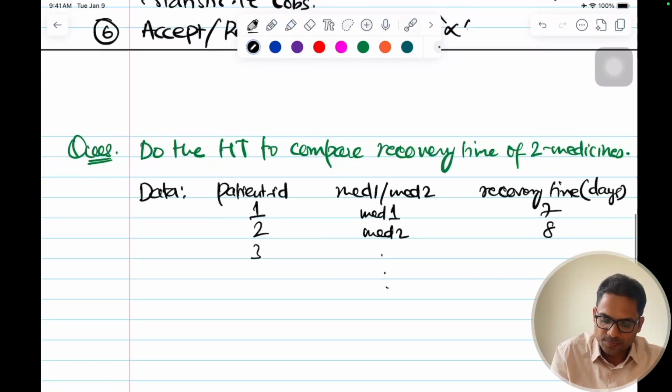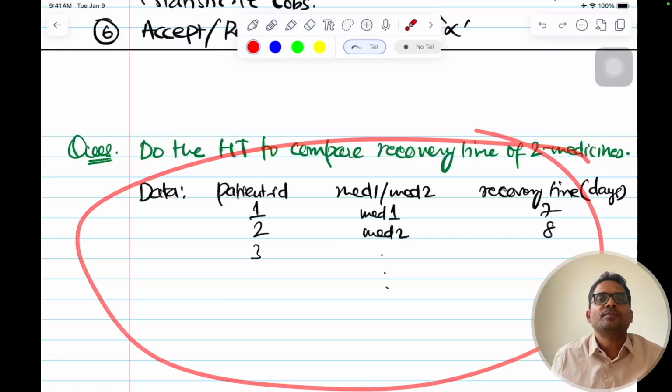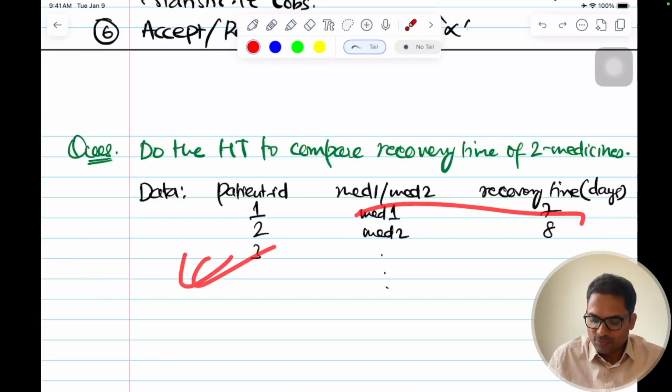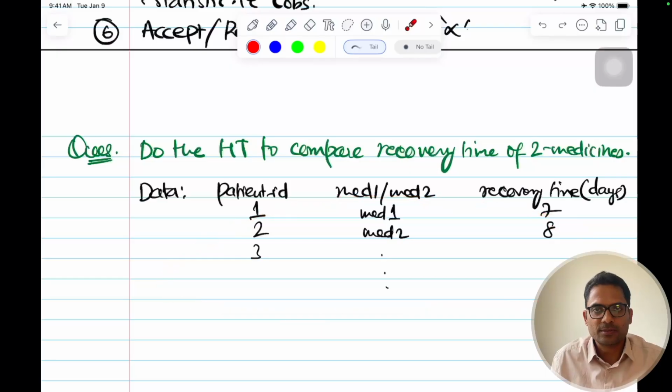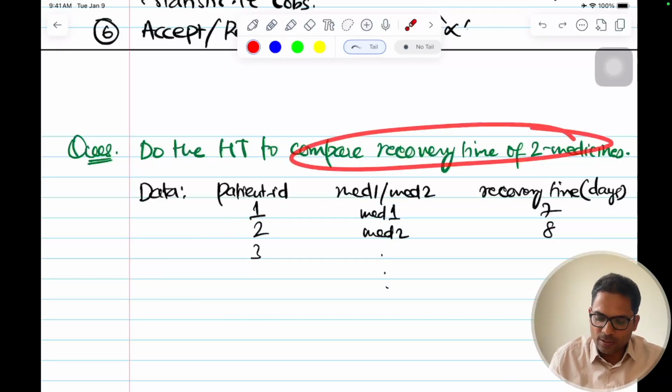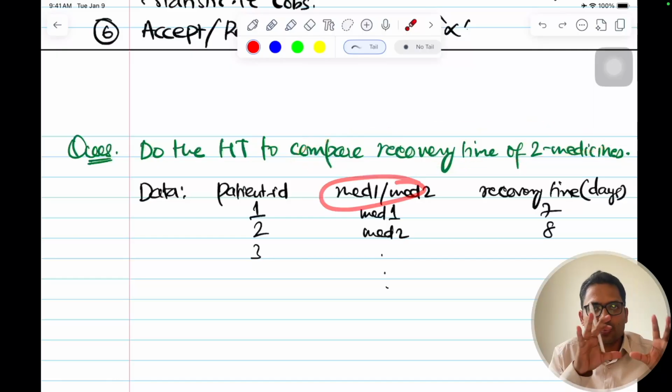You have some sample. This is the data you have. And based on this, now you have to tell which medicine's recovery time is better. That's the hypothesis testing you have to do. So we need some metric to compare these two medicines, two groups.